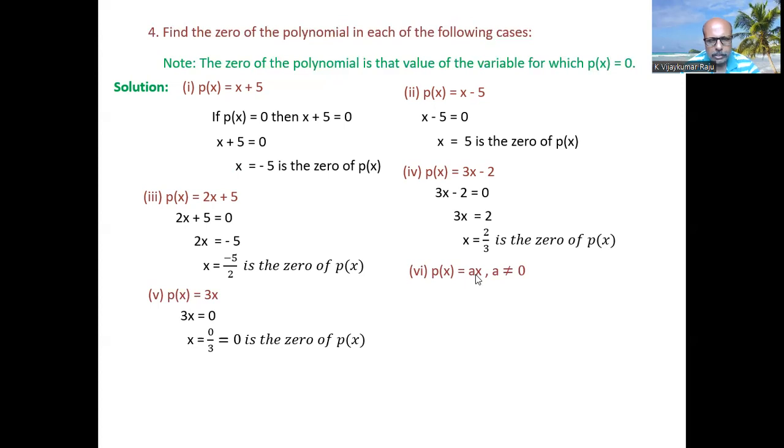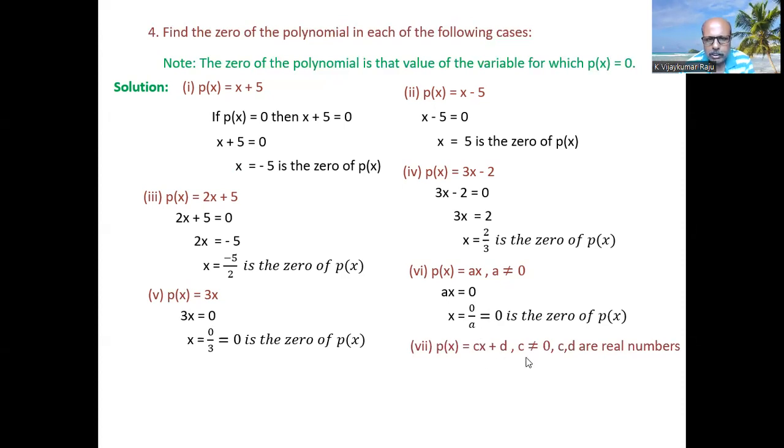Next, ax. That means a is not 0, so that condition is given. If ax is 0, then x is 0 upon a, which must be 0. 0 upon a is 0 only. That means if x is 0, then p of x will be 0. What will be the value of x? x should be 0.